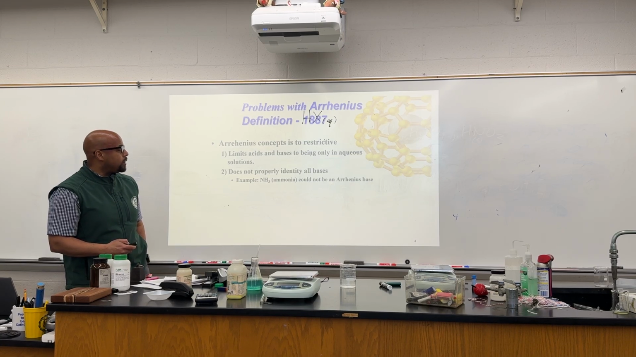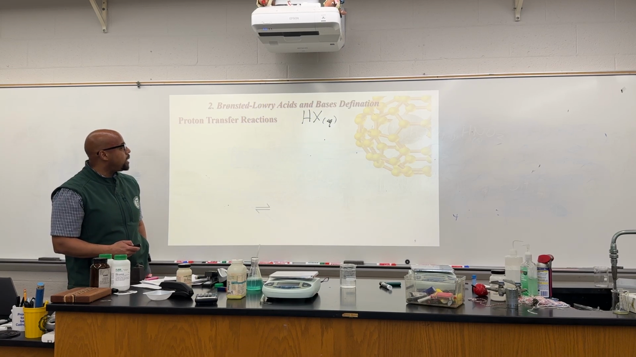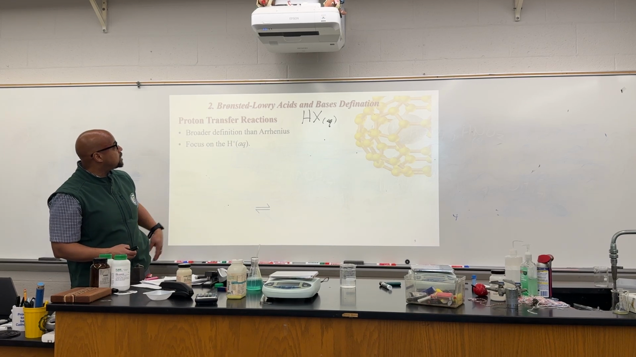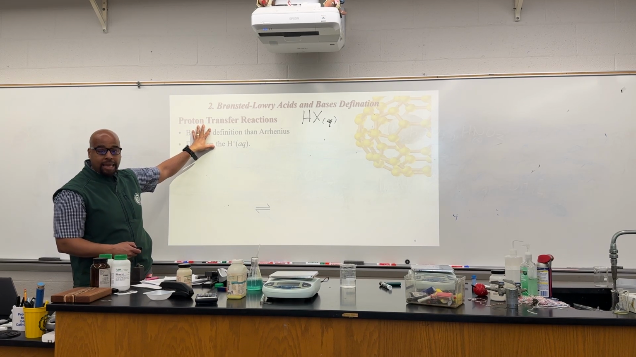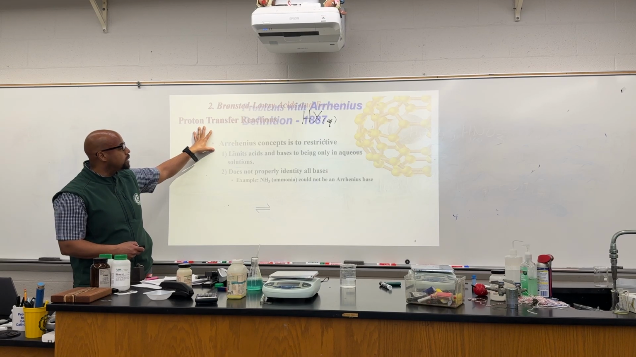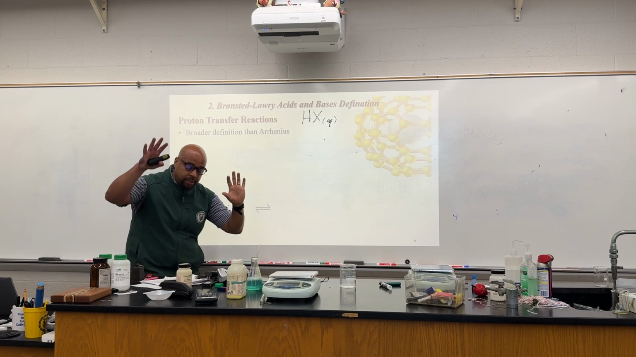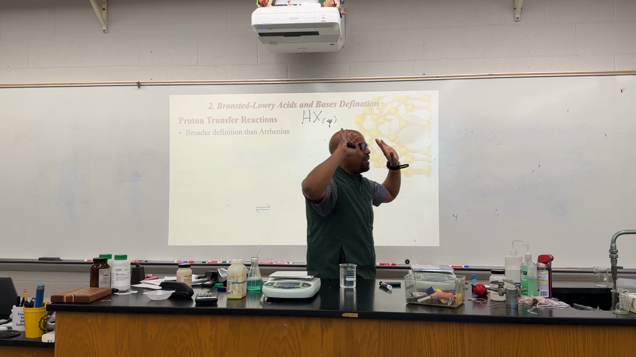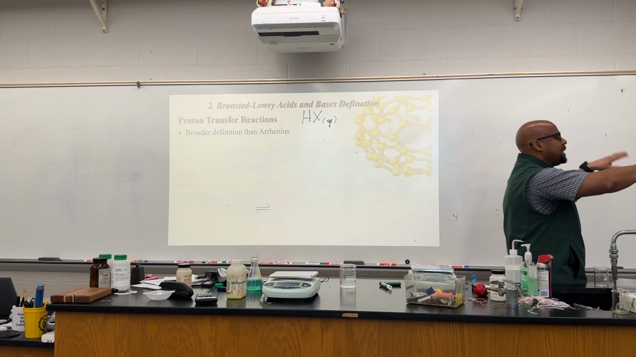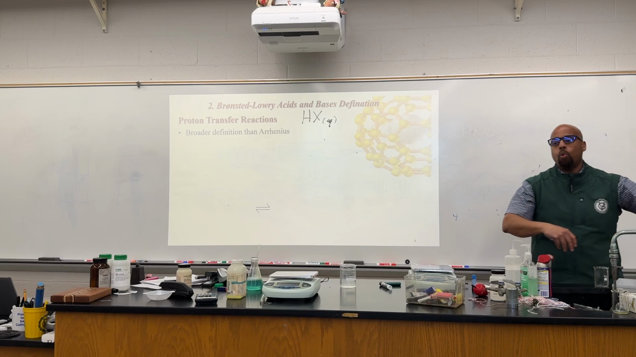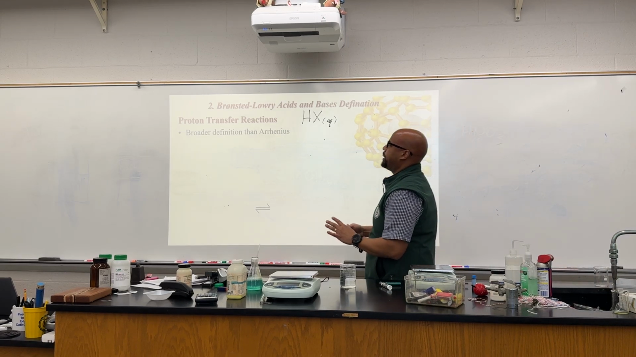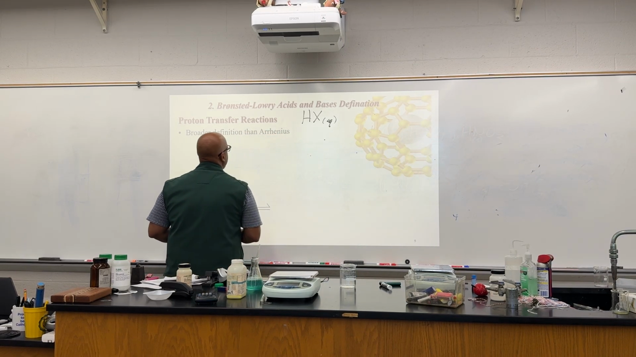And what they were able to figure out is, hey, you know what? Maybe we should look at it from a broader definition. And this is going to be what is called our Brønsted-Lowry definition of how we're going to see an acid and also a base. And what Brønsted-Lowry decided to do is they said, you know what? Forget about starting off with the H+ and having a hydroxide. What we are going to focus on strictly is that hydrogen cation.